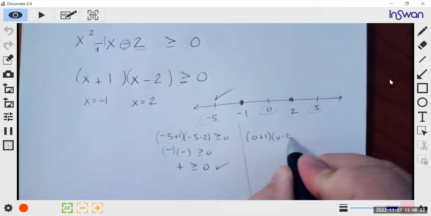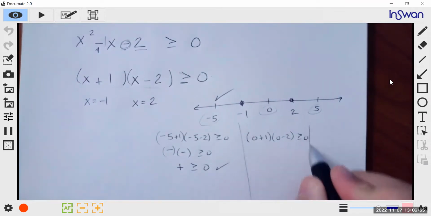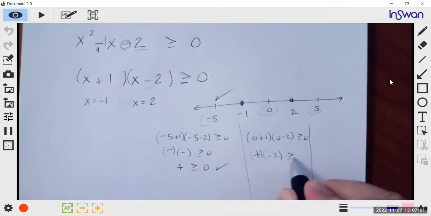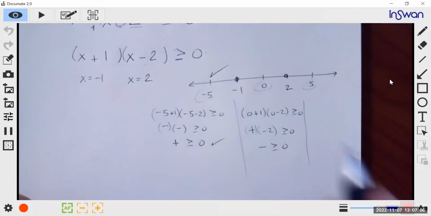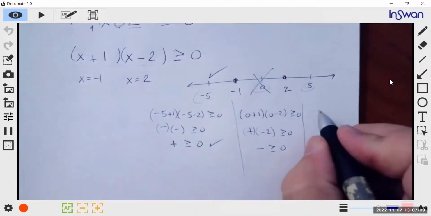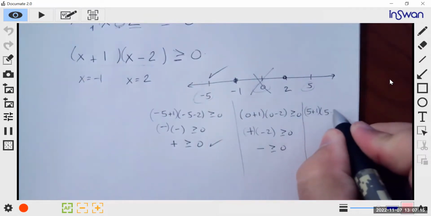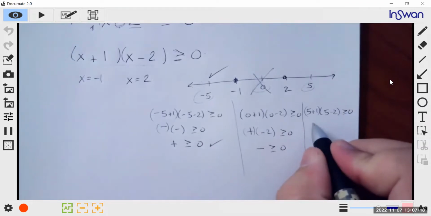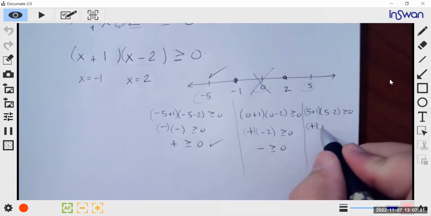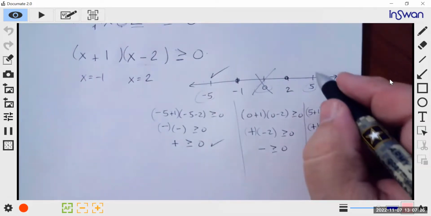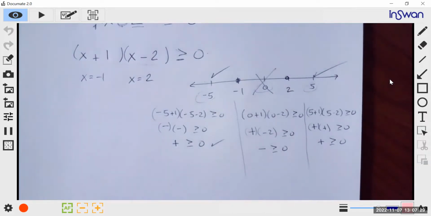Zero plus 1, 0 minus 2, is that greater than 0? Positive, negative. Is a negative number greater than 0? No. And then I use the 5. 5 plus 1, 5 minus 2. Positive. 5 minus 2 is a positive. Again, all I want is the ones that give me positive. So it's the first and last intervals.